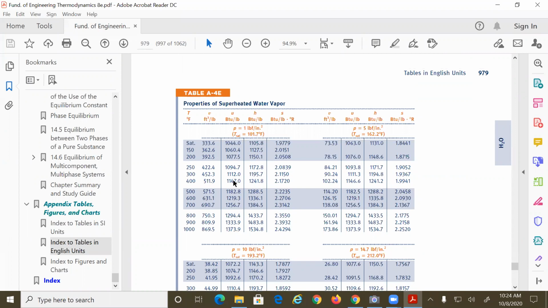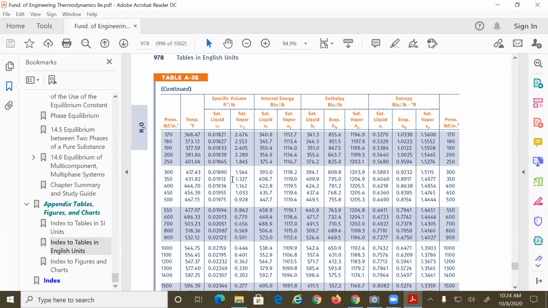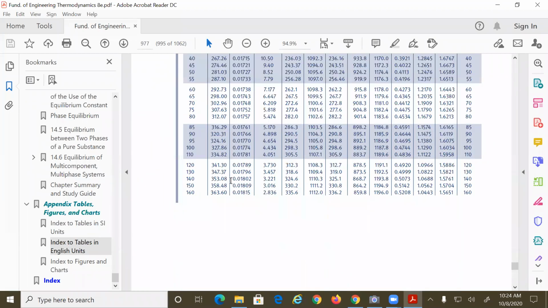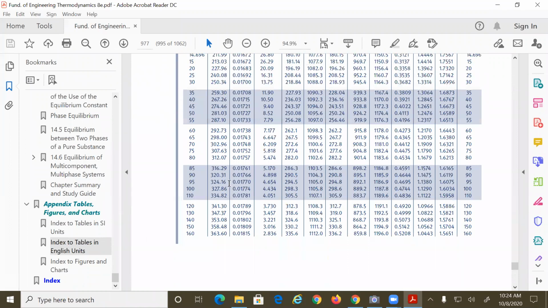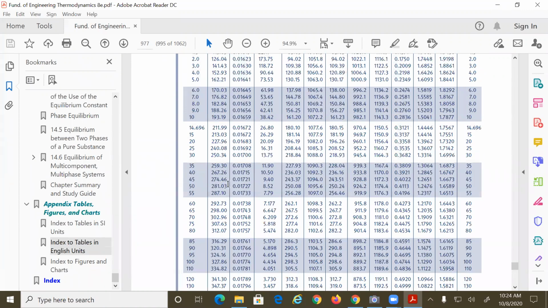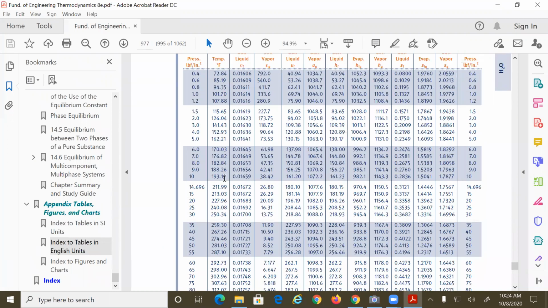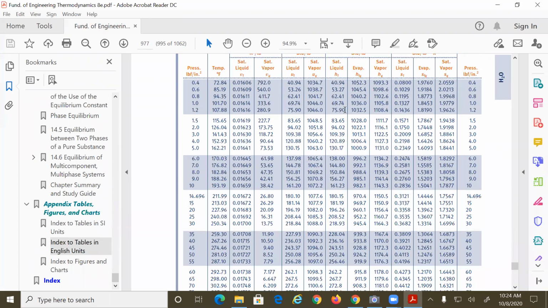But let's say we take it from table A3E, what is the pressure? 1. So let's see. 1 here, we should get Hg, which is exactly the same thing, no? If I highlight it, it is 1105.8. Okay, so you can see you could get it from either table. So H3 would be 1105.8 BTU per pound.